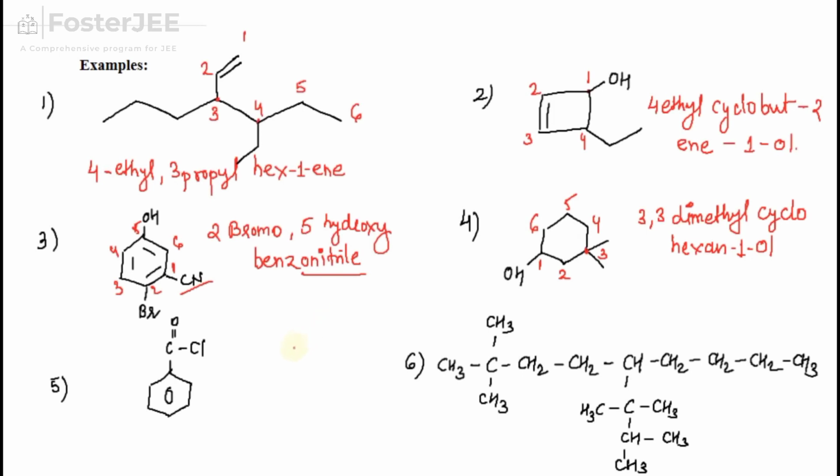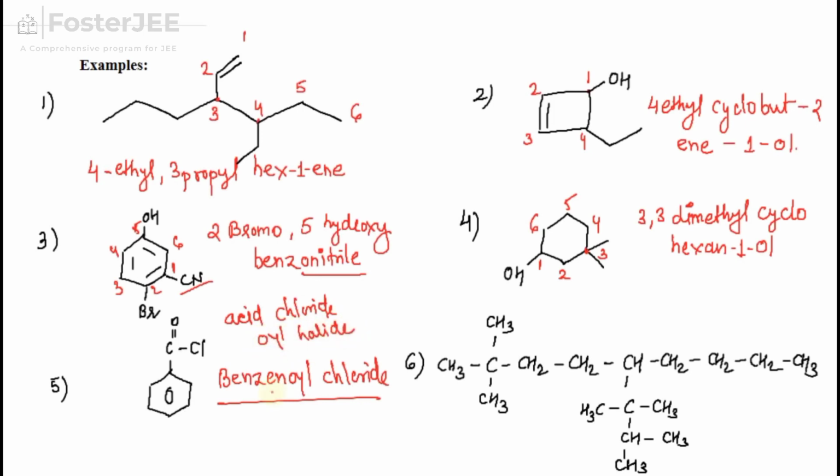Now the fifth example. Here in the fifth example we can see that an acid chloride is present. So the name of the compound is benzenoyl chloride, because the suffix used for an acid chloride or acid halide is oyl halide, or chloride we can say. So the name of the compound is benzenoyl chloride.